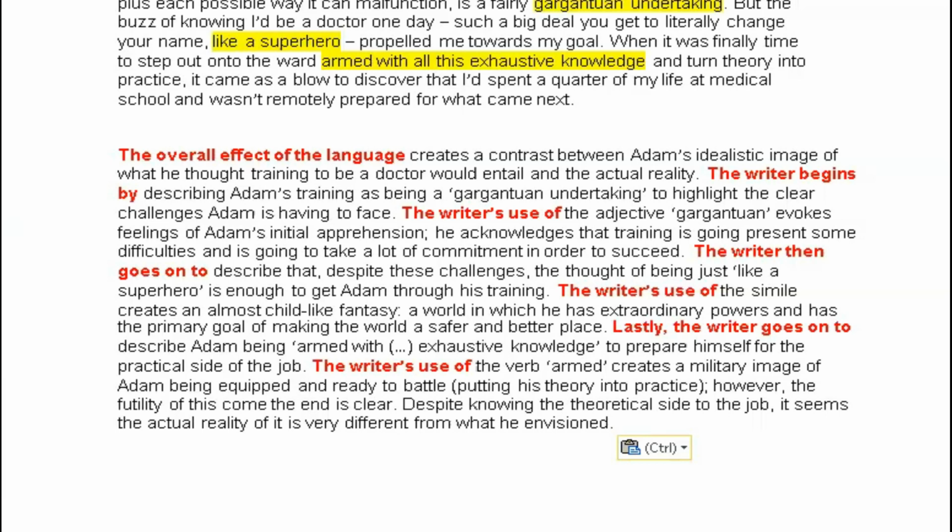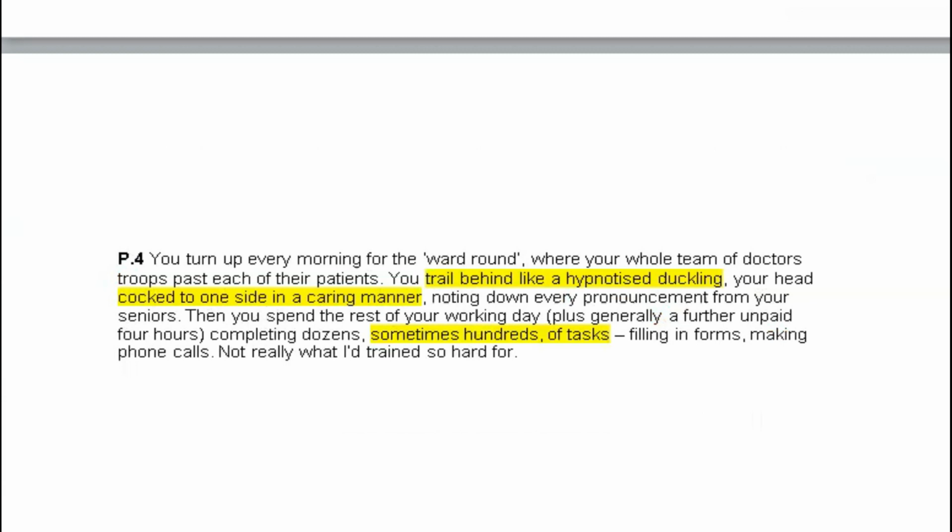Lastly, the writer goes on to describe Adam being armed with exhaustive knowledge to prepare himself for the practical side of the job. The writer's use of the verb armed creates a military image of Adam being equipped and ready to battle, putting his theory into practice. However, the futility of this come the end is clear. Despite the theoretical side to the job, it seems the actual reality of it is very different to what he envisioned.